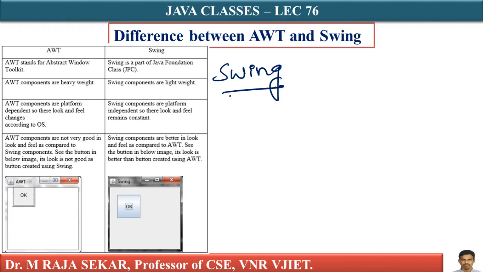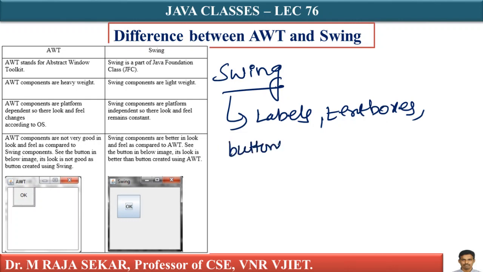What is this Swing? Swing provides basic components such as labels, text boxes, buttons, etc. We will spend time on Swing. Swing provides basic components such as labels, text boxes, buttons, etc., as well as advanced components.